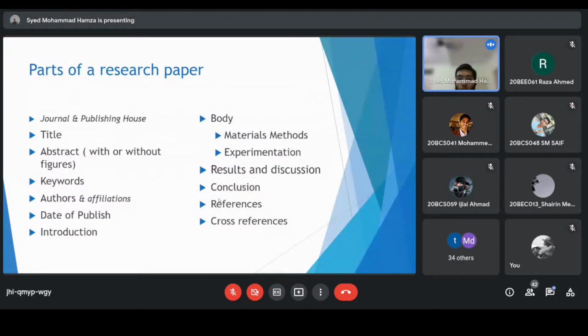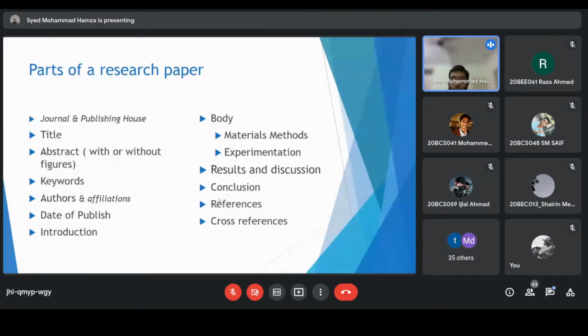In the body, in general, we have 2 or 3 sections. One is materials and methods, where we talk about what materials are used, what methods are used, and then the experimentation, how the experimentation is performed. Then comes results and discussion, then the conclusion, then the references. Each thing that you have introduced that is not original in nature and has been taken from somewhere has to be referenced.